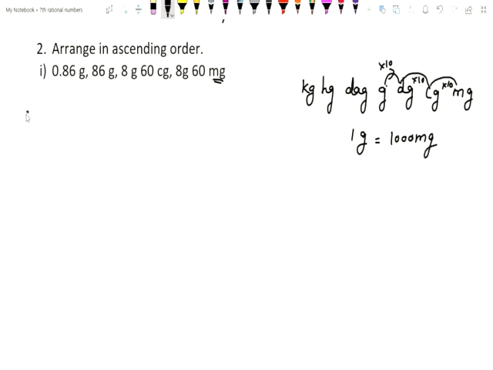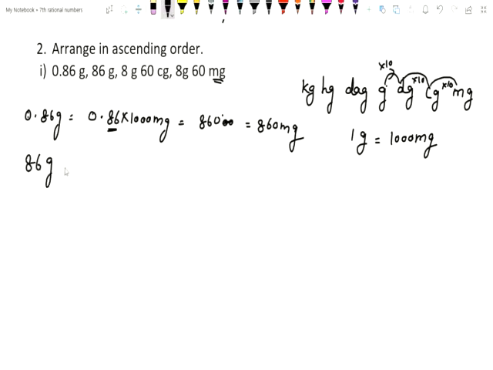So 0.86 gram equals 0.86 into 1000 milligram. So 860 milligram. Here 2 decimals are there; if you keep 2 decimals, the zeros are eliminated. So what you will get? 860 milligram. Next one, 86 gram equals 86 into 1000 milligram, so 86,000 milligram.